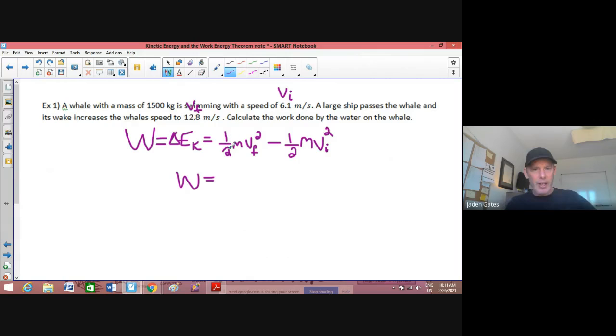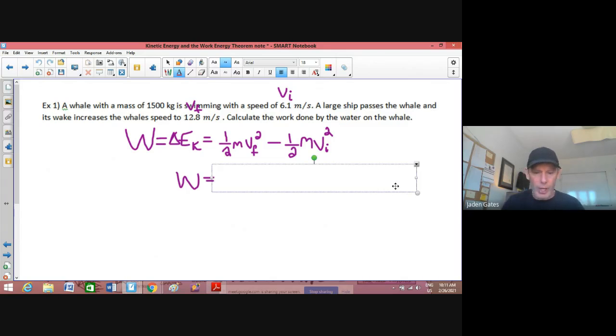As I've said many times, I got a half here, and I don't like a half. I always like to have numbers, so I'm going to change that fraction to a decimal. So I got my 0.5 times my mass, which is 1,500, times vf squared. My vf is 12.8, and I'm squaring that. Subtract the initial kinetic energy, which is 0.5 times our mass, 1,500, times vi squared. What's vi again? 6.1. Square.